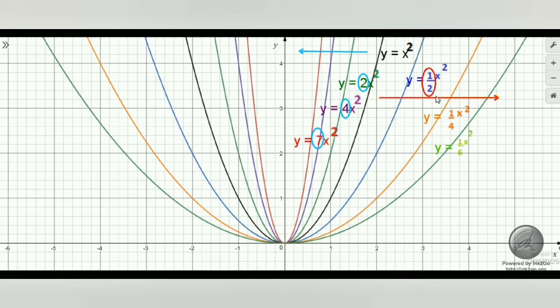There are some common properties in all of these graphs. All of these graphs are parabolas with minimum point 0, 0 and the minimum value of all the functions is 0. The graph is symmetric about the y-axis and the equation of the axis of symmetry is x equals 0.